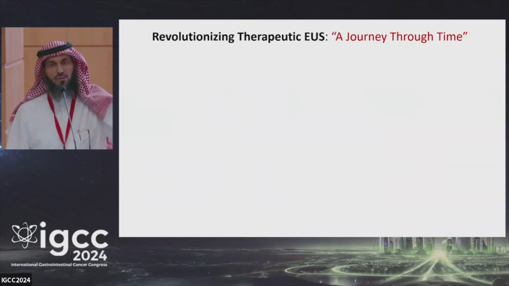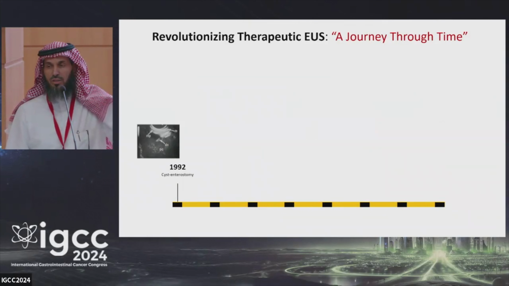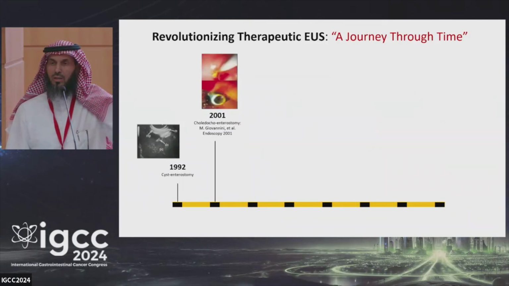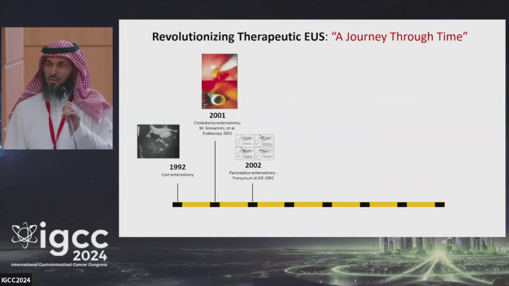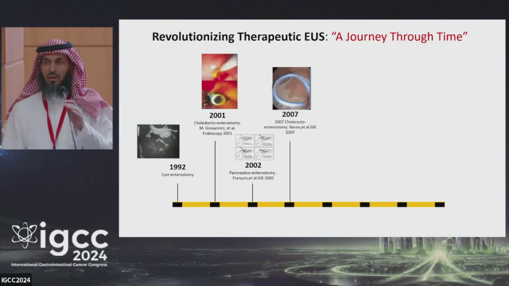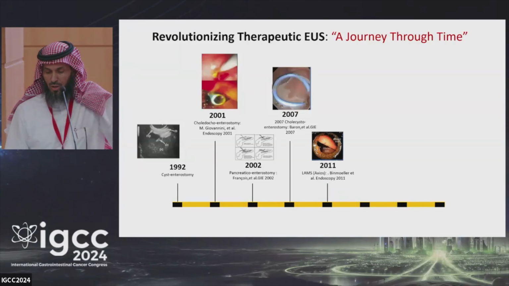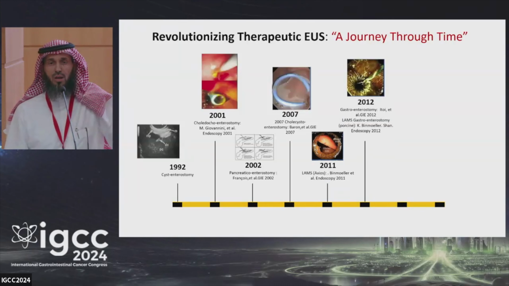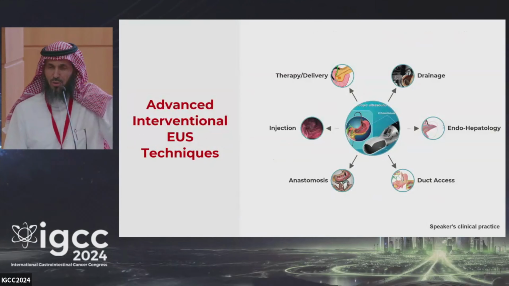If you look at the journey of therapeutic EUS, there are some things that are good to know. It started in 1992. The first was cystoenterostomy, followed by choledochoenterostomy, and then draining the pancreas to the small bowel, followed by Ted Baron's gallbladder drainage in 2007. Then we have the LAMS in animals, and then in humans it was published for anastomosis. All of this was very important to progress to a lot of interventions in our oncology patients. So this is what you have to consider.